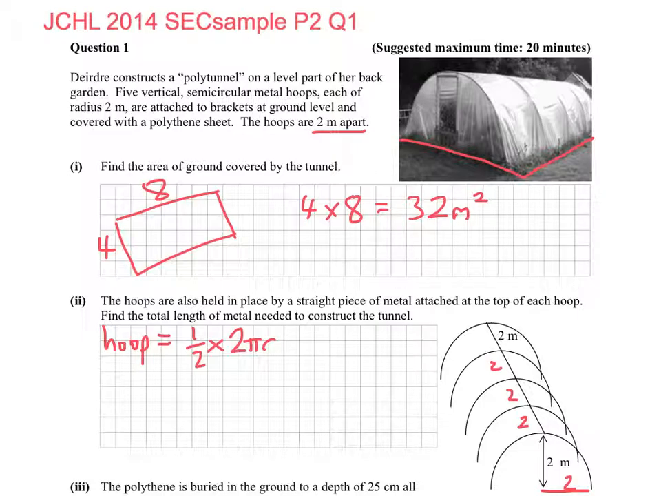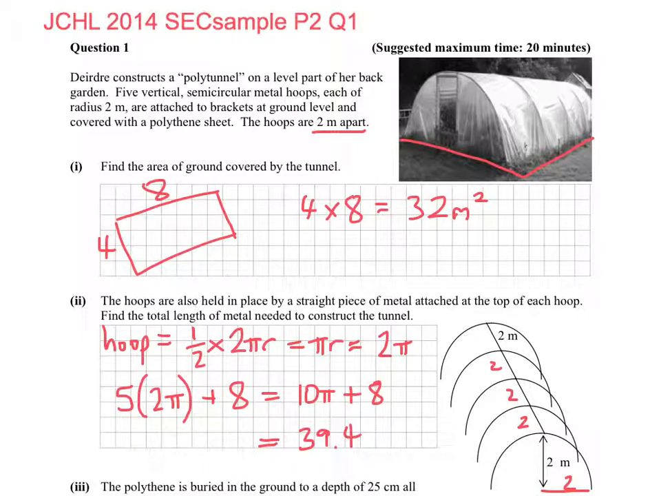Circumference of a circle, as you should know, and is also in the Formula and Tables book, is 2 pi r. So that reduces down to pi r, which works out with a radius of 2 as being 2 pi. Okay, so there's 5 hoops, so there's 5 lots of 2 pi, and we have to add on the spine, which is 8. So that gives us a total length of 10 pi plus 8, which works out as 39.42, correct to 2 decimal places, and that is in meters.